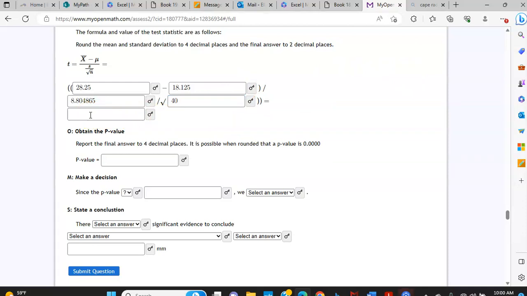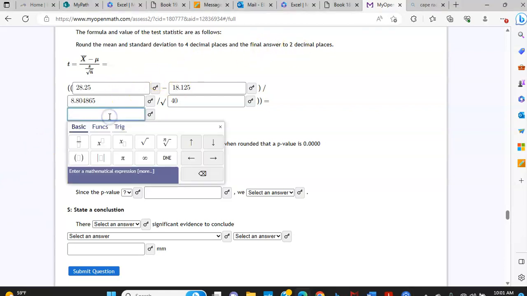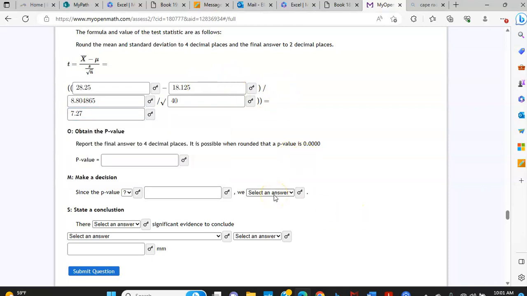All right, so I'm going to go ahead and put these pieces into my calculator. Now I get 7.27282, and it says to round the final answer to 2 decimal places. So we're going to round this to 7.27. All right, now obtain the p-value.